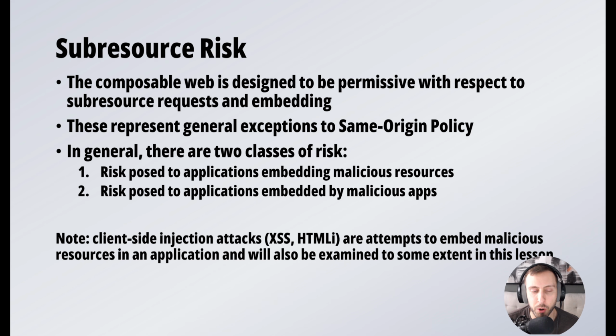The first is risk posed to applications that are embedding malicious resources, right? So you run an application, you're embedding a script resource from some third party. Well, you're now relying on that third party. There is an implicit trust association, and you'll recall that JavaScript runs in the same execution context as even your own first-party JavaScript. The second risk is posed by applications that are embedded by malicious apps. So applications that have and host resources, and malicious apps try to embed those resources in order to cause certain actions or extract information from them.